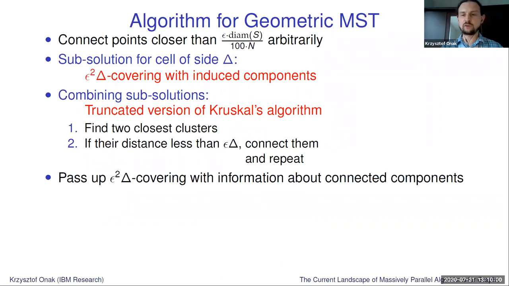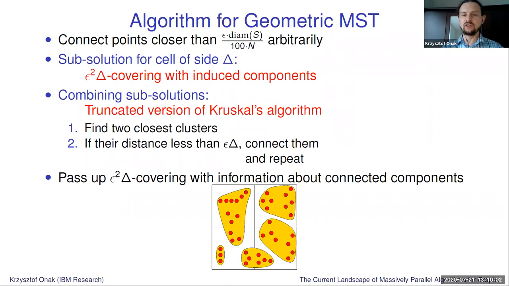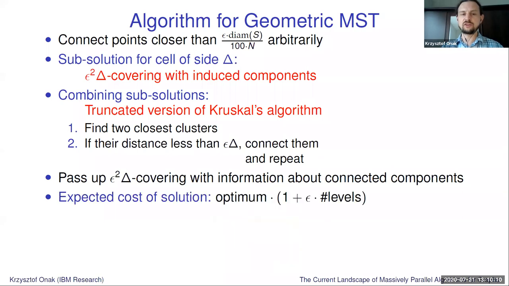And so you want to pass the information about those components you computed. Again, you sparsify the set of points, but you keep the information about who's connected to who, and you keep going. It's possible to show that the solution you get this way is a good approximation to the optimum. It is going to be 1 plus epsilon times the number of levels, where epsilon is a parameter that you can adjust.